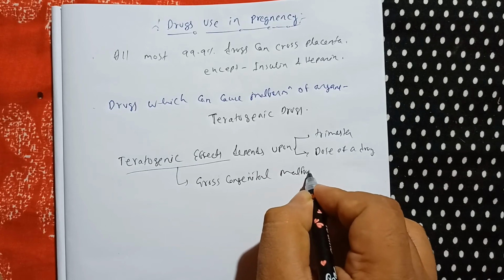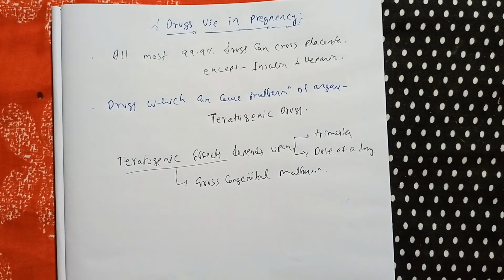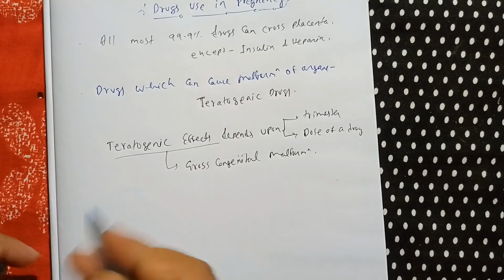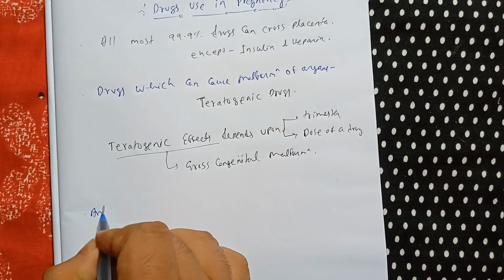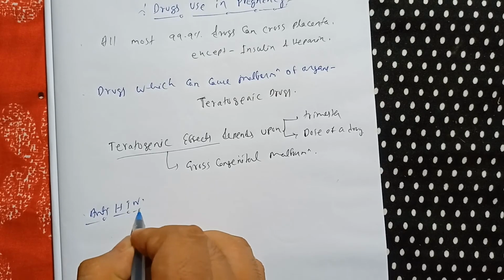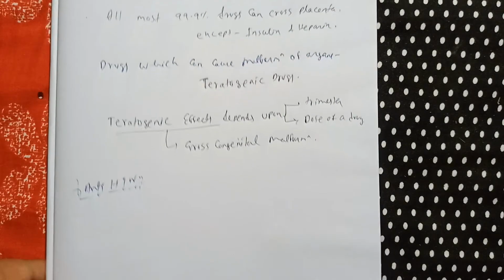Now we'll discuss different drugs or different types of disorders in pregnancy. First we'll talk about antihypertensives. During hypertension, which types of drugs are safe in pregnancy and which are not? We need to know these things also.